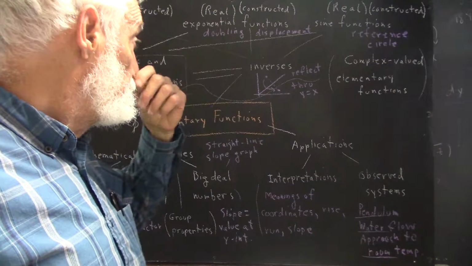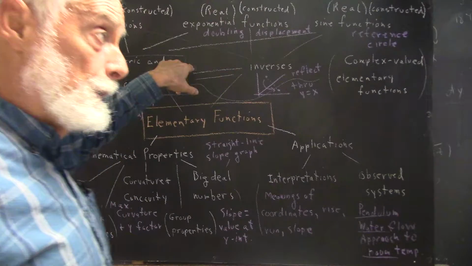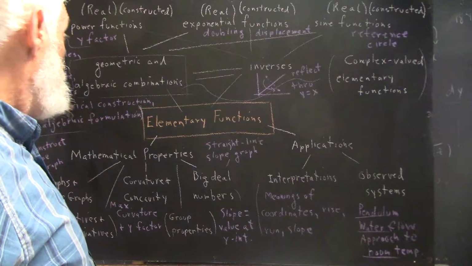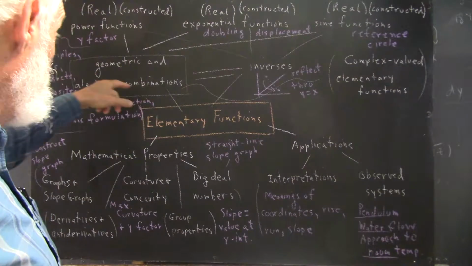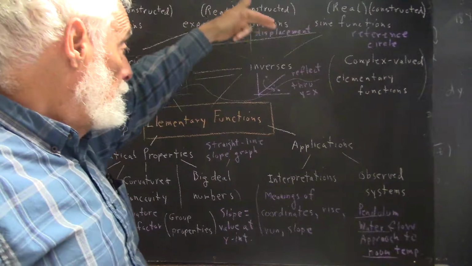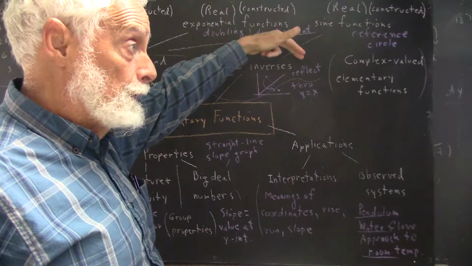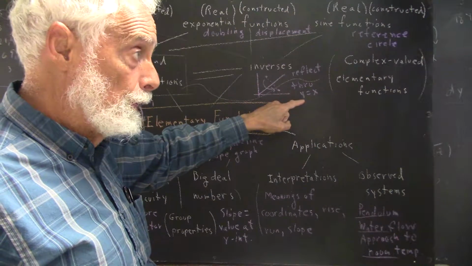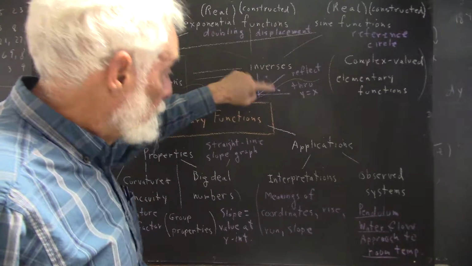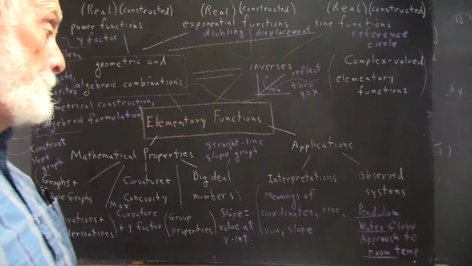As far as inverses, I meant to mention that earlier, it should have been mentioned along with the combinations and so forth. For the inverse of a function, the graph is constructed easily by simply reflecting the function through the line y equals x. So that should be familiar to everybody.